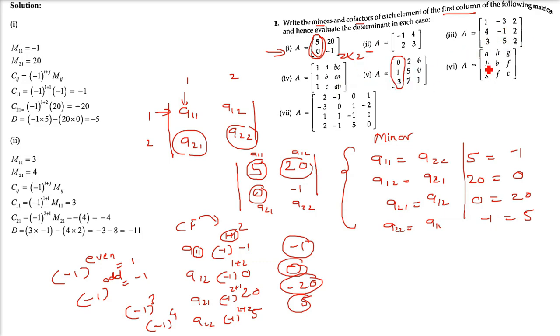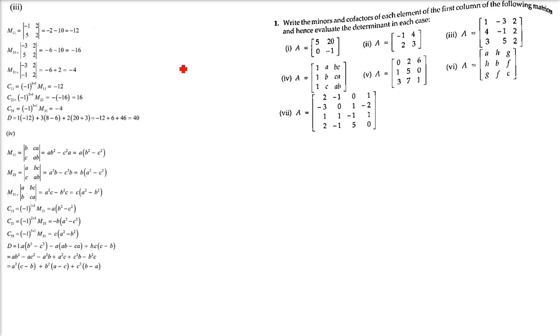So let us take a 3 by 3 matrix, one of them, so that we actually try to find the determinant also. We'll find the minors and cofactors, and then we'll find the determinant as well. Okay, let us take the third one. I hope you'll be able to do the second one also. So we are taking the third one.